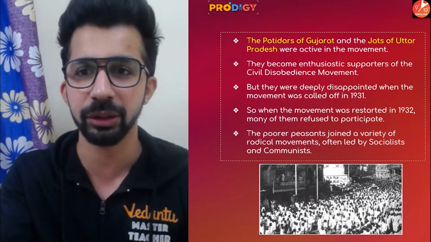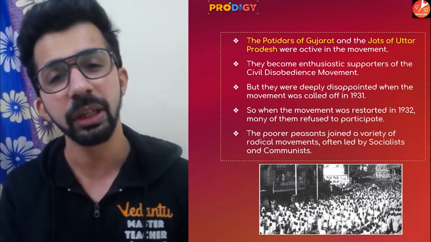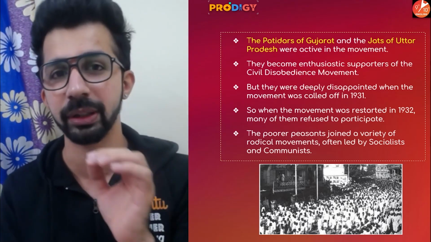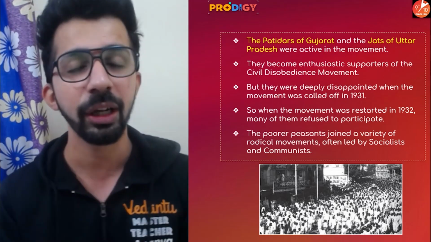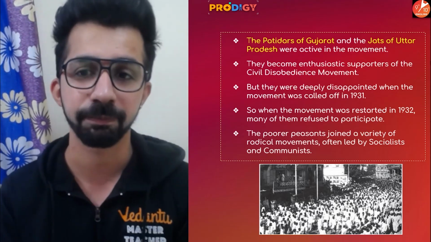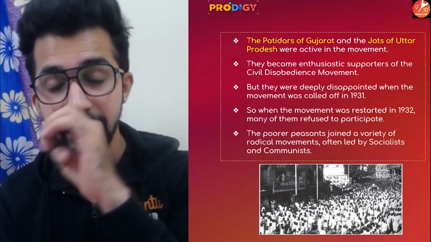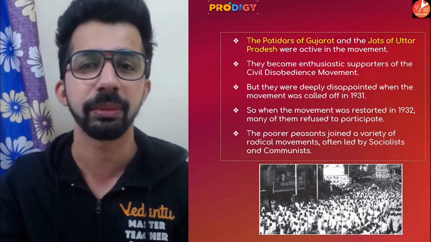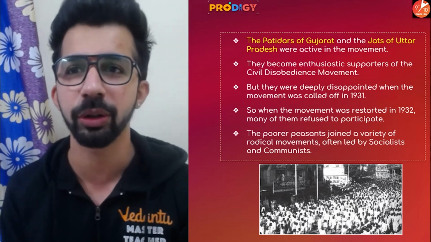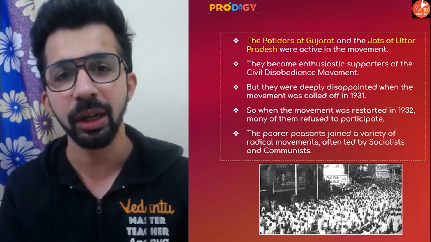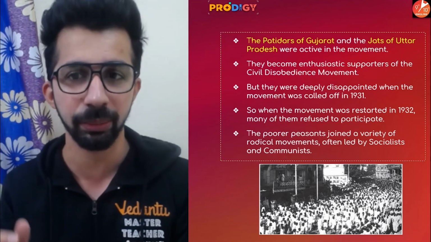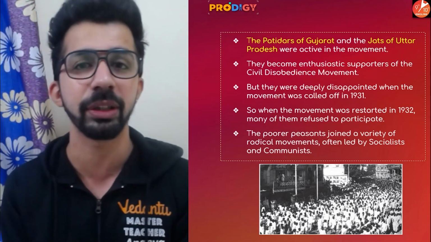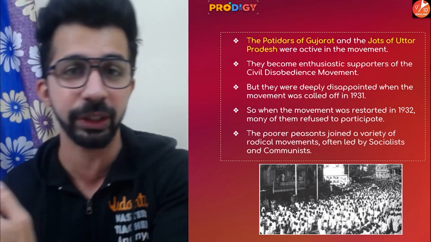Okay, so Patidars of Gujarat and Jats of Uttar Pradesh were active participants in this movement till 1931. But after the signing of the pact between Gandhi and Irwin, they were deeply disappointed. So when the movement was restarted in 1932, many of them refused to participate. Obviously, guys, because in 1931 these people were enthusiastically participating in the civil disobedience movement, they were the supporters of the CDM movement.